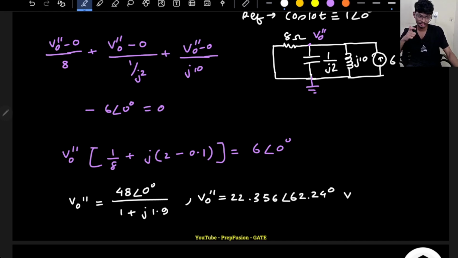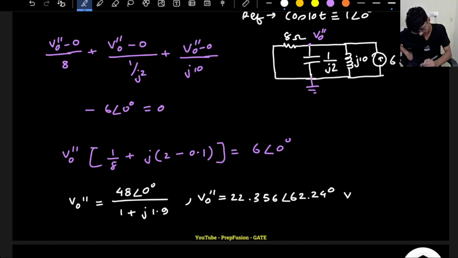Of course you can write this down in other ways. Am I doing everything correctly here? I think mostly it should be correct. We can do the voltage division, or the current division as well, we can do anything. So I'm just checking, is everything correct here? 6 angle 0, everything is correct. Okay, this 8 is getting multiplied there.